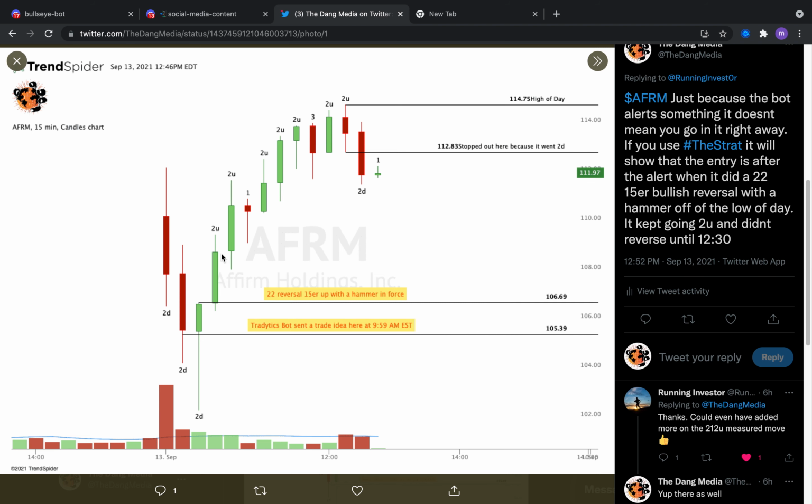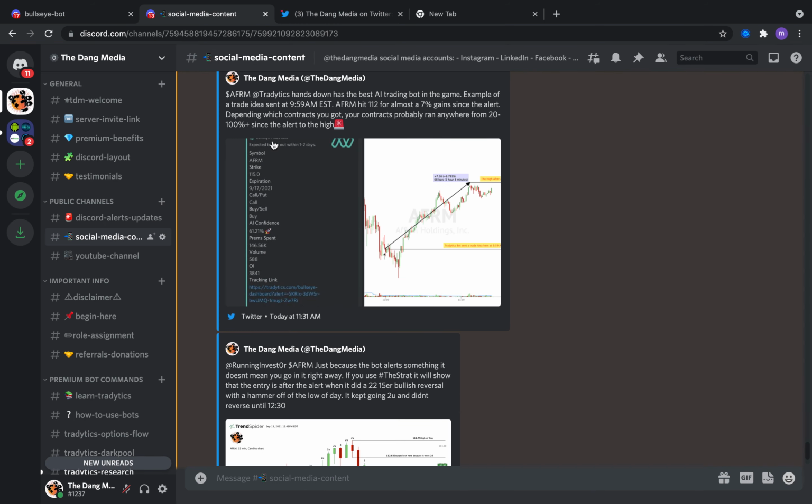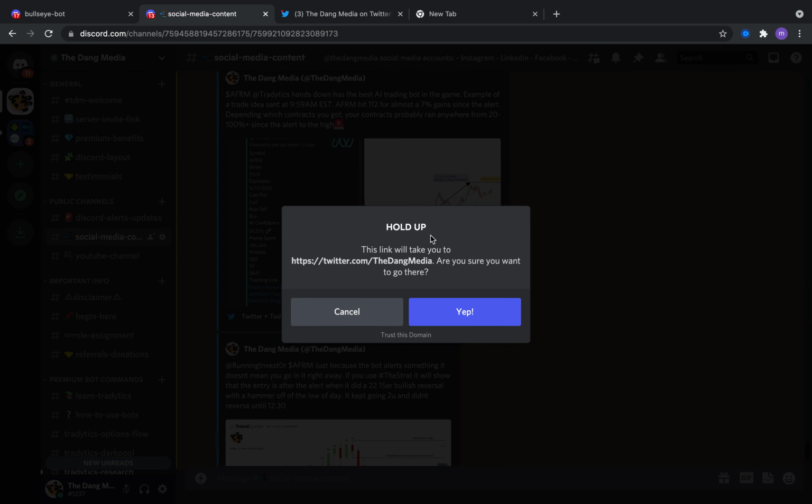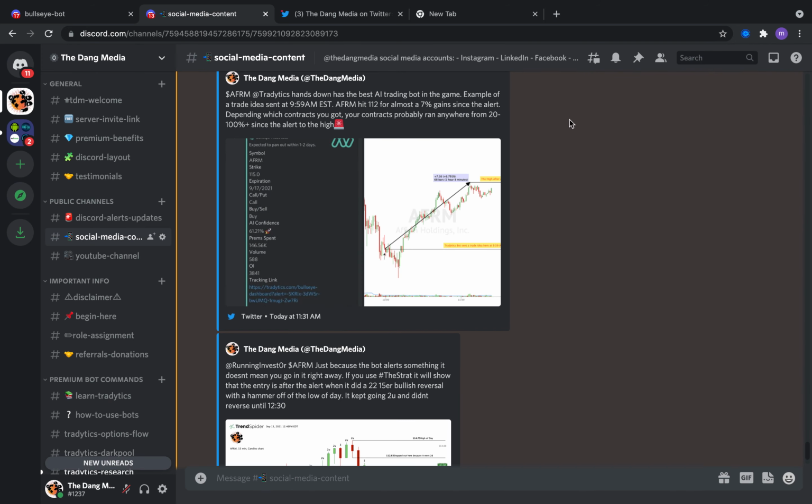And if you played this, it went 2 up, inside bar. You could have added on that break of that high, added 2 up. It goes 3 outside bar. You might have gotten stopped here if you set your stop at this low, but it went 2 down here, so it hit the high of the day, 114.75. These almost went in the money. And so yeah, that was just a beautiful alert from Tradytic's on Affirm.